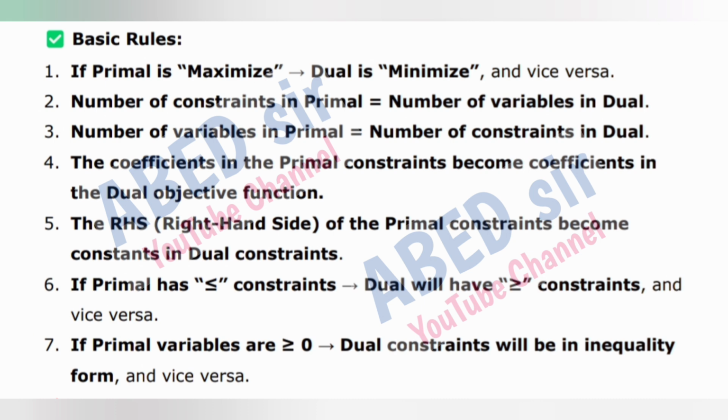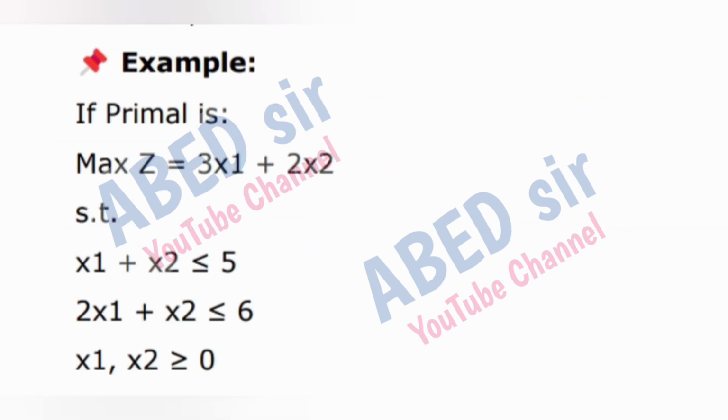and vice versa. Example: if primal is max z = 3x1 + 2x2, subject to x1 + x2 ≤ 5, 2x1 + x2 ≤ 6, x1, x2 ≥ 0.